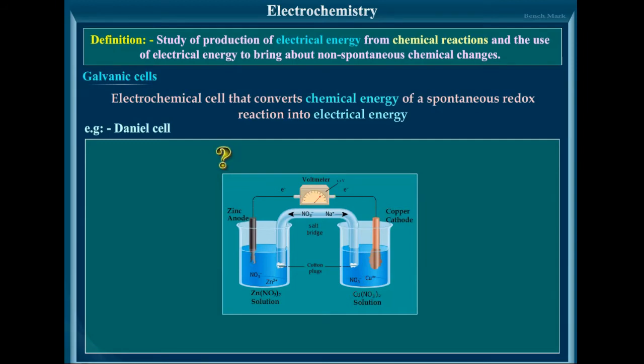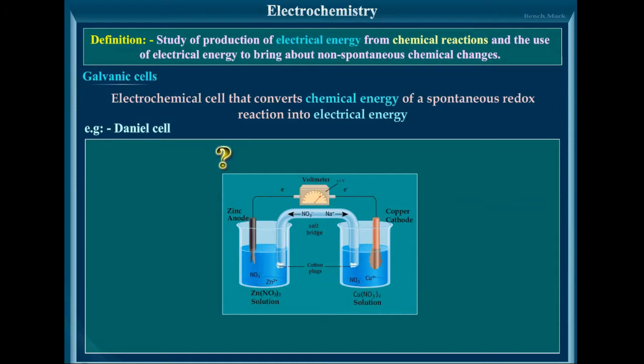You can see there. The two solutions are joined by an inverted U-tube known as the salt bridge. The U-tube is filled with a solution of some electrolytes such as KCl, potassium nitrate or ammonium chloride, to which gelatin or agar-agar has been added to convert it into a semi-solid paste.